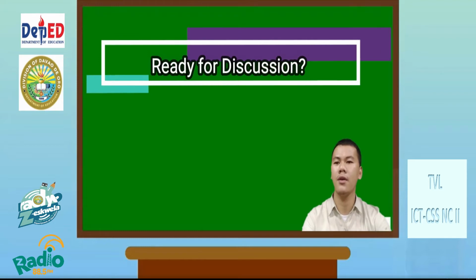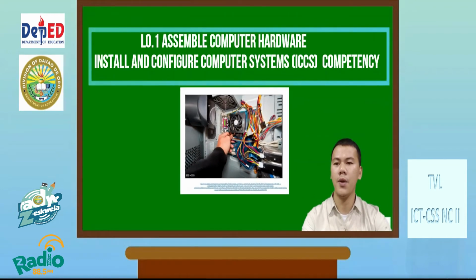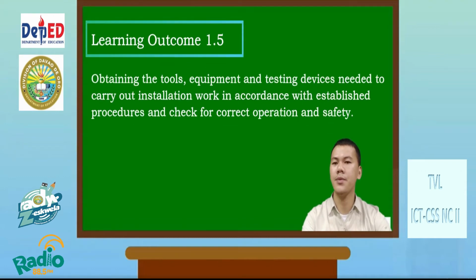Great! This morning, we will discuss with you LO1, Assemble Computer Hardware of Install and Configure Computer Systems, ICCS competency, focusing on Learning Outcome 1.5, obtaining the tools, equipment, and testing devices needed to carry out installation work in accordance with established procedures and check for correct operation and safety.